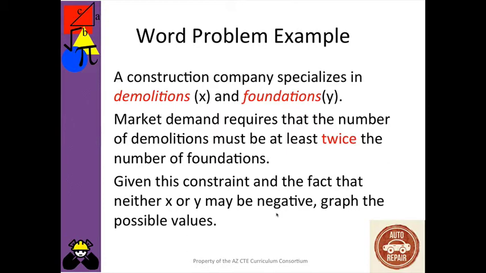Now here's a word problem example, or a real world example. It says a company specializes in two things: demolitions, which are going to be the X, and foundations, which are going to be the Y. Market demand requires that the number of demolitions must be at least twice the number of foundations. Given this constraint and the fact that neither X nor Y may be negative, because there's no way in the real world that I can graph negative demolitions or negative foundations, it doesn't make sense.